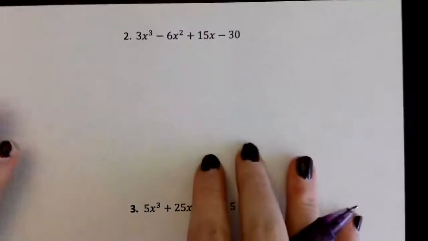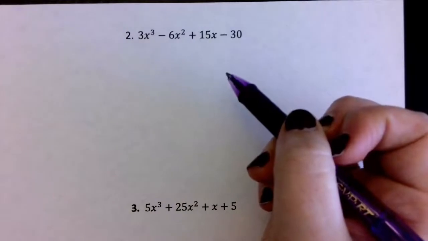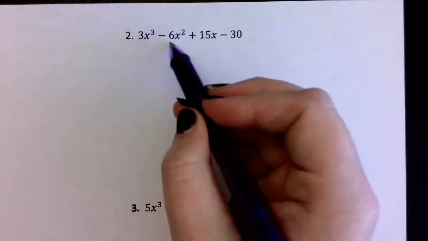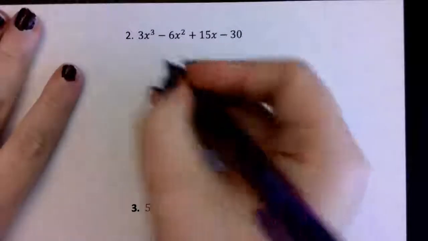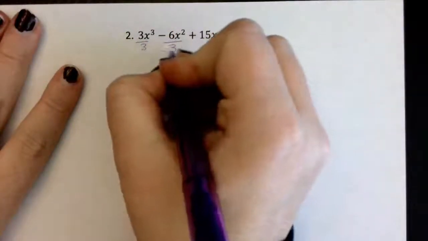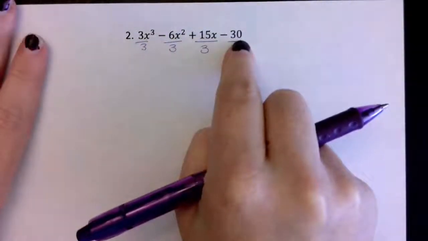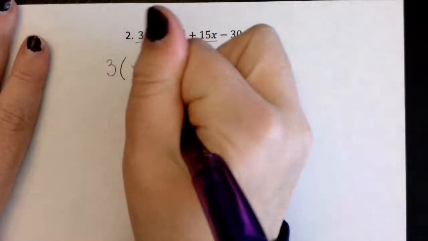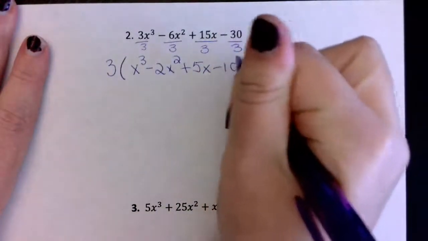Just going to do a couple more together, and then you can try some on your own. All right, so we know we need to pull the greatest common factor out if there is one in the first step. If you look here, 3x cubed, negative 6x squared, 15x, and minus 30, I can take a 3 out of everything here. I cannot take any x's out because that 30 does not have an x connected to it. So now I'm just going to have x cubed minus 2x squared plus 5x minus 10.